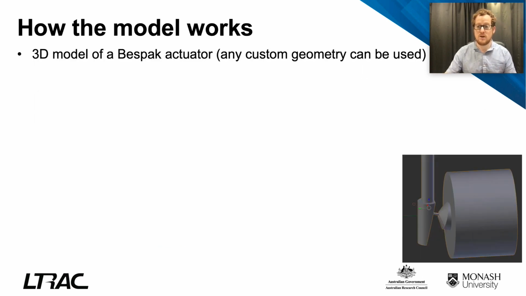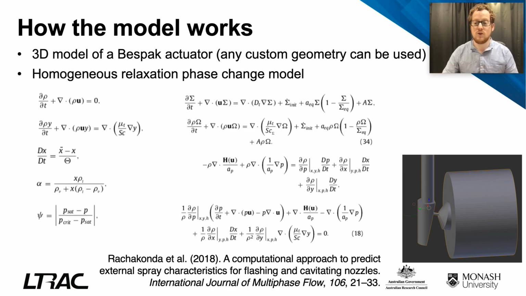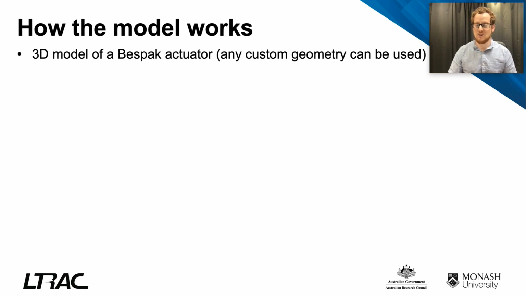We start with a three-dimensional model of a Bespak actuator, a standard 0.3 millimeter nozzle orifice. We could use any geometry, but we're using a standard one that we have lab data for. And then we use what we call a homogeneous relaxation phase change model. And don't worry, I'm not going to go through all this maths, but I'd be happy to answer questions about it. What I'm going to do today is just tell you the key features and how it works.